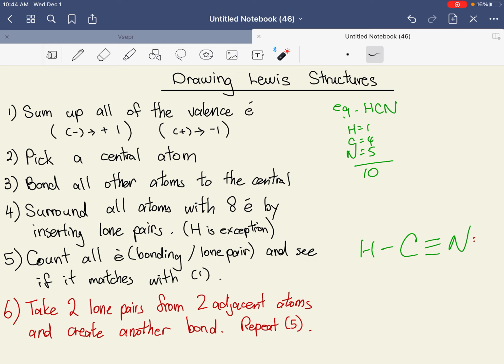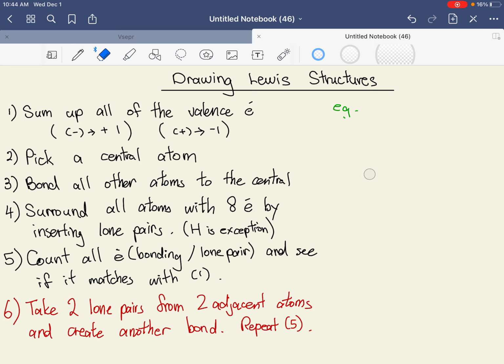So here's an illustration of a triple bond. Let's do another one. That is considered to be what? Polyatomic ion? Let's do this.